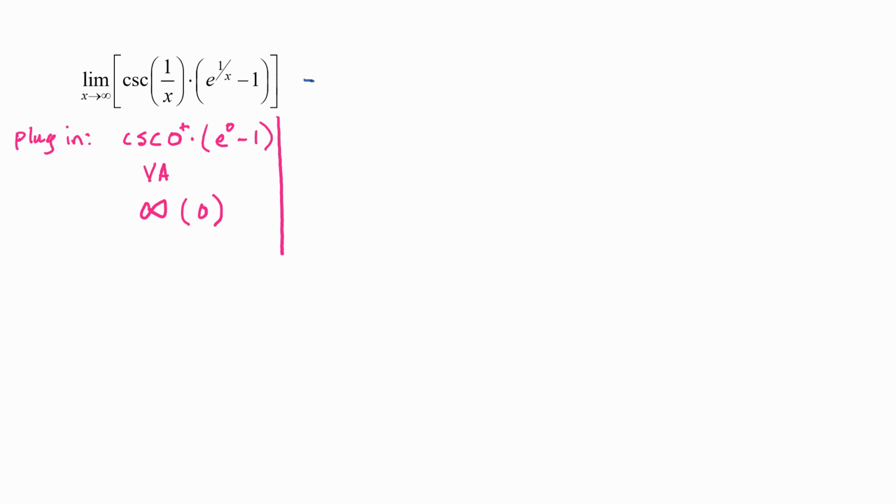So let's rewrite this into the limit as x goes to infinity. Let's leave this e to the 1 over x minus 1 in the numerator. And let's move the cosecant to the denominator, turning it into sine. The argument will still be 1 over x.